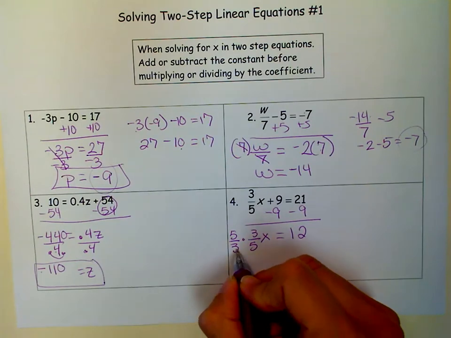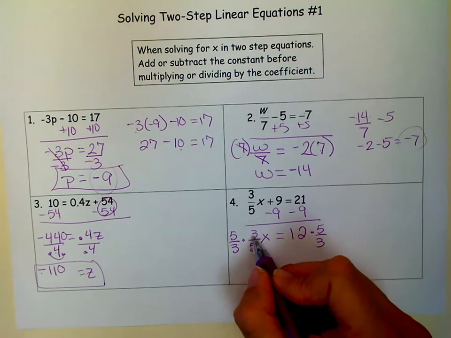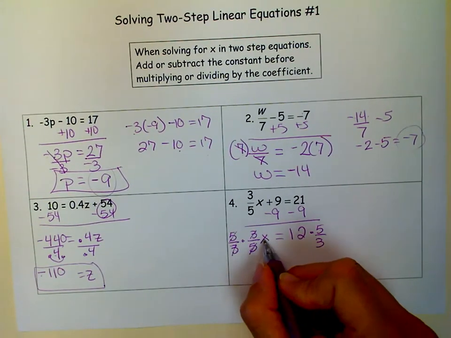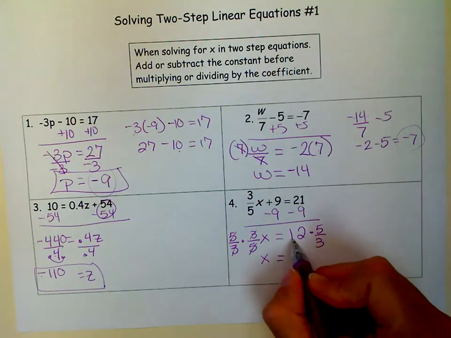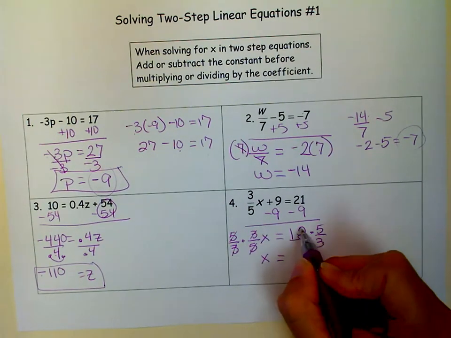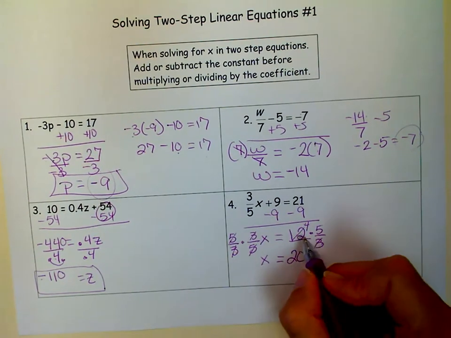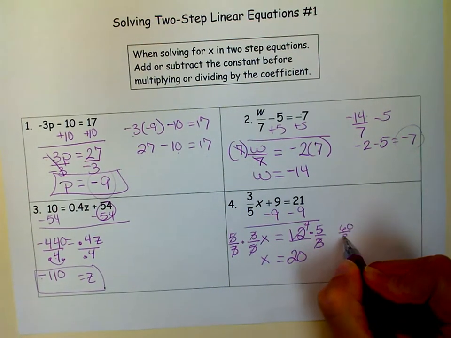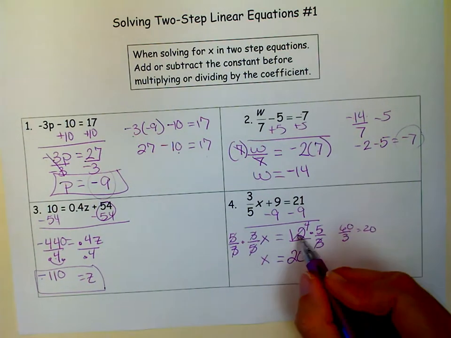But whatever I do to one side, I must do to the other side. And the reason they cancel out here is because 3 divided by 3 is 1, 5 divided by 5 is 1, and I'm just left with 1 times x, which is x. Here I'm going to cancel first, because 12 divided by 3 is 4, and 4 times 5 is 20. If you wanted to say 12 times 5, which is 60, and then 60 divided by 3, you get 20. You can do that too. I just like to cancel before I actually multiply. I like to divide first.